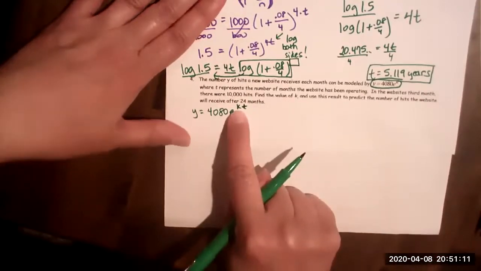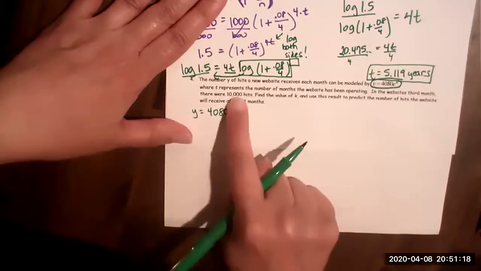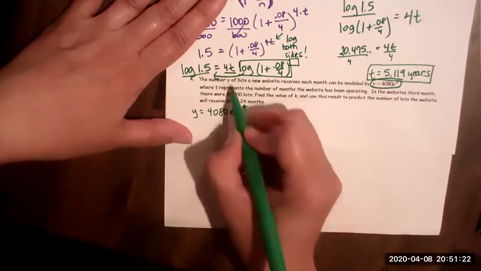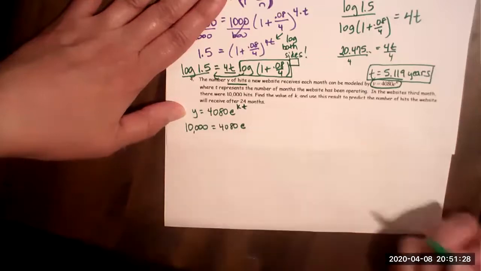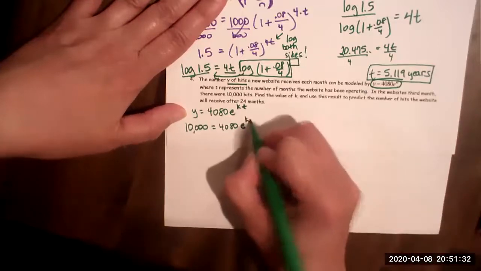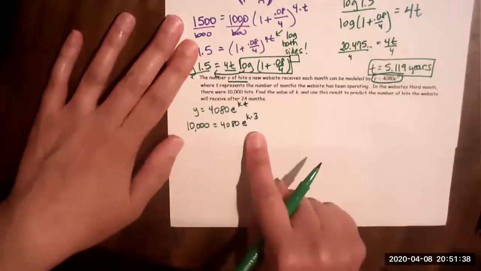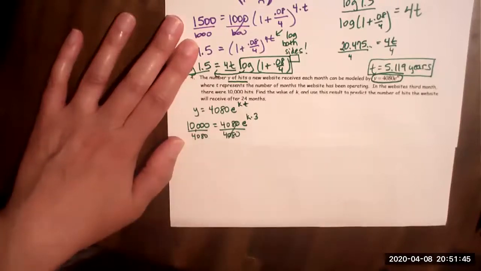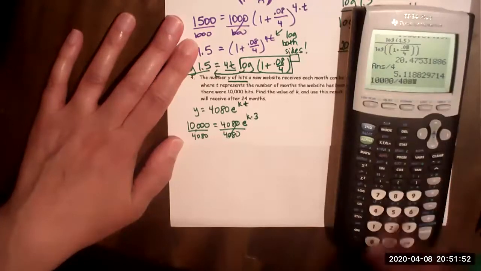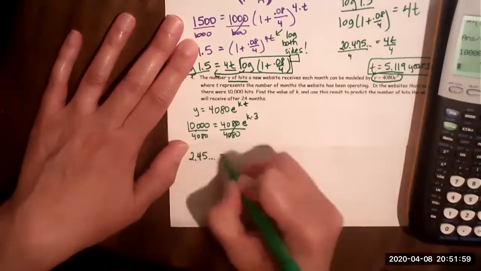We have to find the value of k. So we need to fill in what we know. We know that when the time was 3 months, there were 10,000 hits. All right, Y stands for the number of hits. So you're going to put 10,000 over here for Y. Equals 4,080 e to the k times 3. Remember, e is e. There's not a variable. We don't know k, but we know it was 3 months. Okay? So if I want to solve this, first thing I need to do, just like in the last problem, is to divide by the 4,080. So 10,000 divided by 4,080. It's like 2.45. Just leave that number in your calculator.